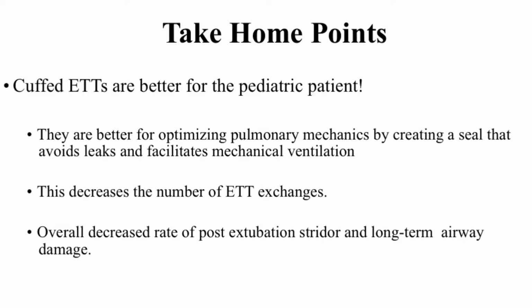Take-home points. Cuffed endotracheal tubes are better for the pediatric patient. They are better for optimizing pulmonary mechanics by creating a seal that avoids leaks and facilitates mechanical ventilation. This decreases the number of endotracheal tube changes and overall decreases the rate of post-extubation stridor and long-term airway damage.